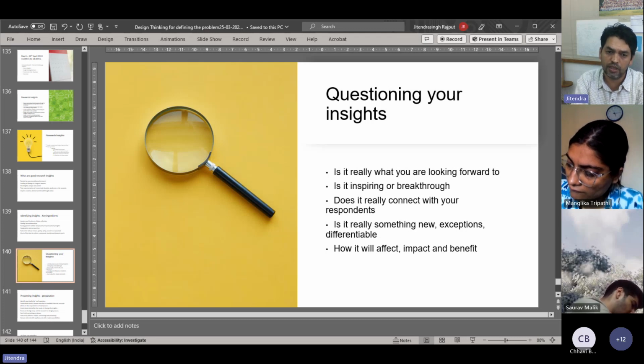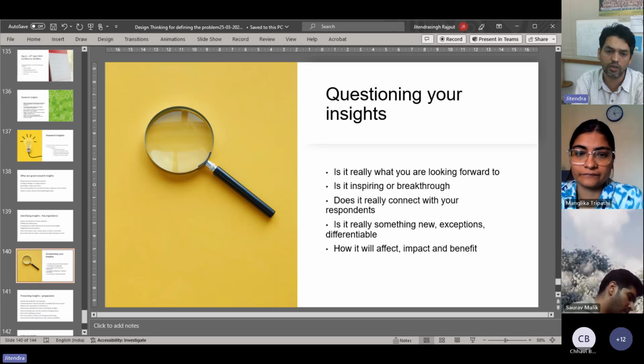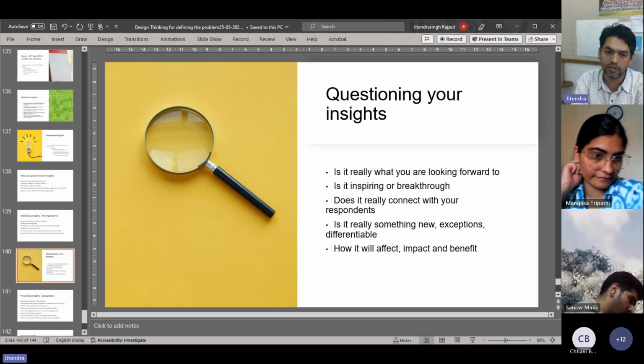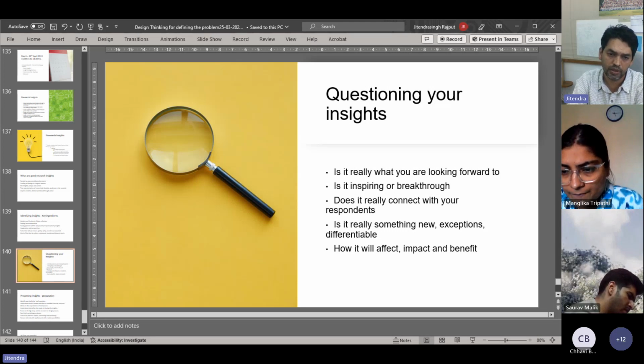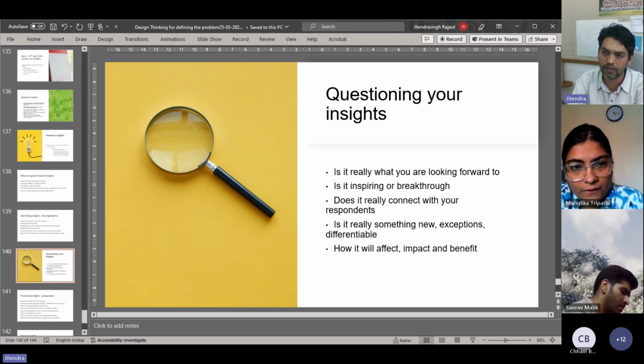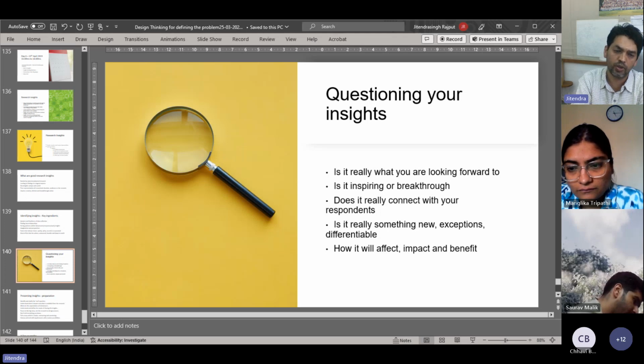So question whether it is really something you are looking forward to, whether it is something you really want to work on, and is it inspiring or breakthrough? Is it really giving you some edge over others or not? That is a bigger question which should keep coming back to you, and you should possibly resolve that before you go forward. Does it really connect with your respondents wherever you have done research? Whether those insights are really related to them or not.